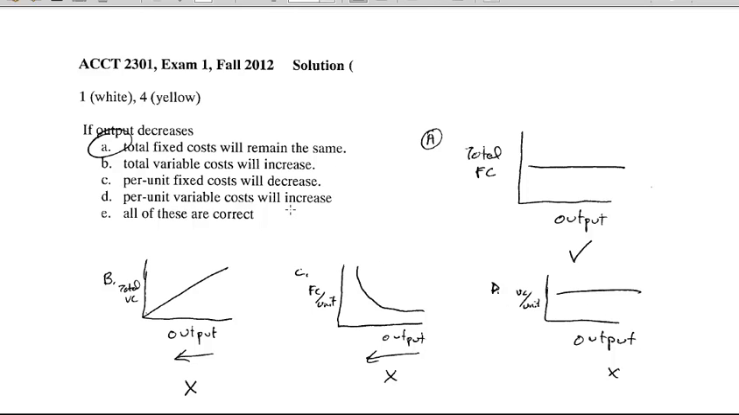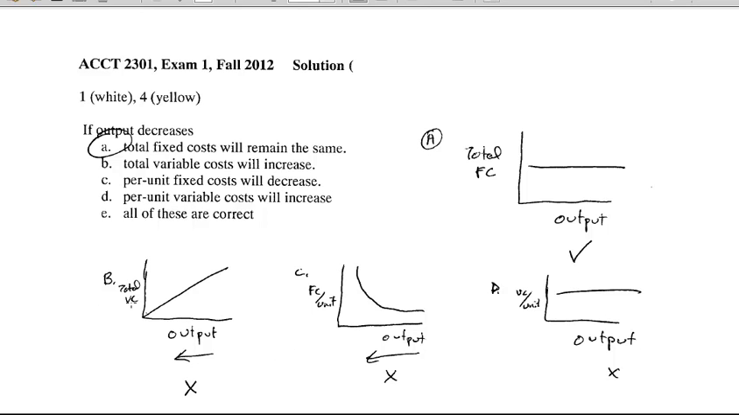For exam one, one of the topics covered had to do with fixed and variable costs. You have to make sure that you do understand the relationship with that. Remember that if it is a fixed cost, the total is going to stay constant, whether the output goes up or down. For your fixed cost per unit, as the output increases, the cost per unit is going to decrease.